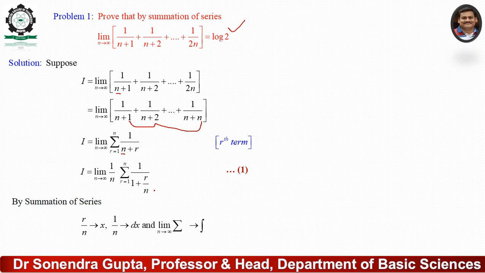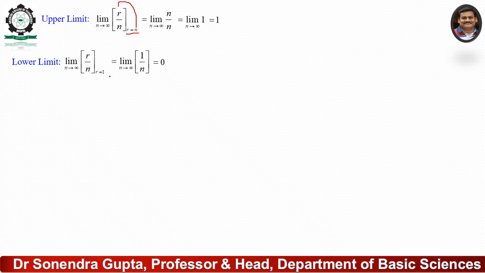Next we will find the upper and lower limits. The upper value of the summation is r equal to n, and now putting r equal to n here, we get n upon n, which is equal to 1. In the lower limit r equal to 1, we have 1 upon n, and now putting n tends to infinity, that means 1 upon infinity equal to 0. Therefore our integral is I equal to integral from 0 to 1 dx upon 1 plus x.